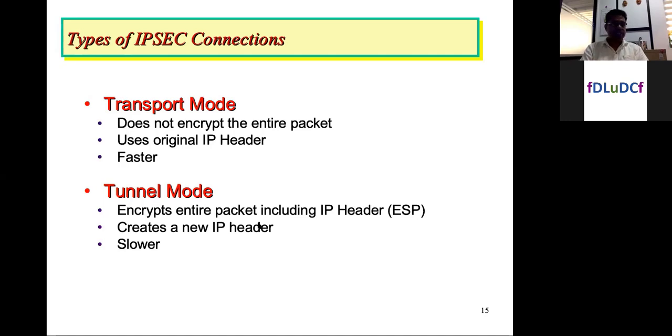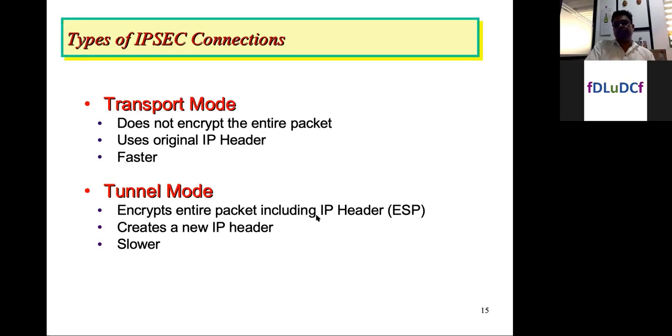So the other mode is tunneling mode. Tunneling mode encrypts the entire packet, protecting the entire packet, including the original IP address. If the IP address is encrypted or protected, as you may know, that packet cannot traverse because the destination IP is not visible to the intermediate switches or routers. So then that packet cannot travel to the destination. Because of that, if you encrypt the IP header, we need to add a new IP header. That creates a new IP header, and we have to add it and remove it, so it gets slow.